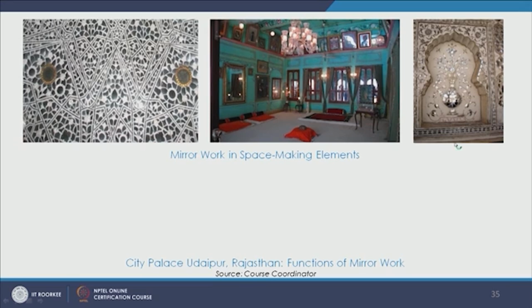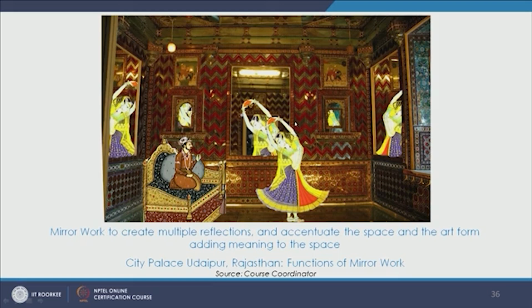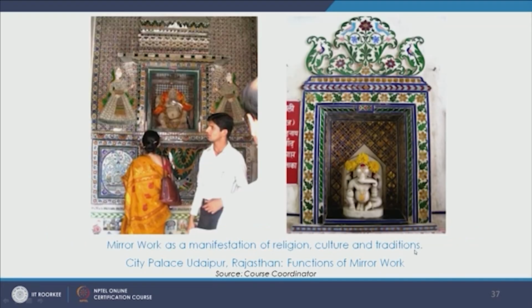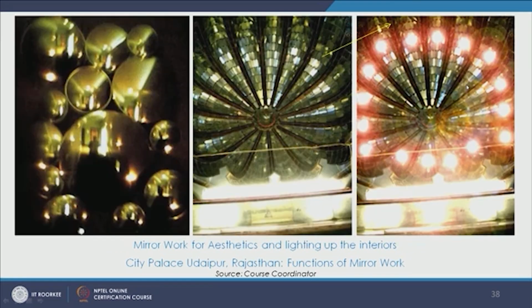It comes in focus. Over here we see the mirror work is done to create multiple reflections and accentuate the space and the art form, which adds meaning to the space. So there are several reflections that could be seen over here, and it looks quite aesthetic also. Then mirror work has been used in this palace as a manifestation of religion, culture and traditions. This we discussed earlier also in one of the slides. So that also mirror work is enhancing and facilitating.